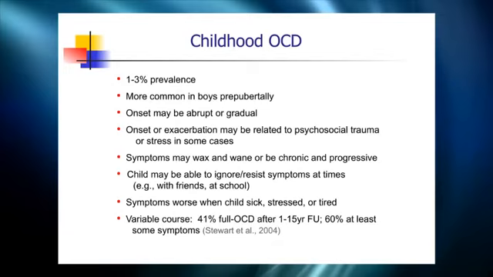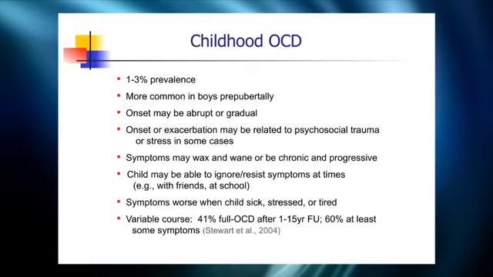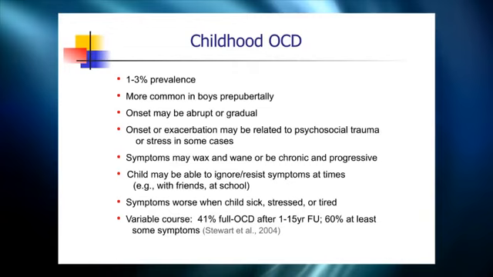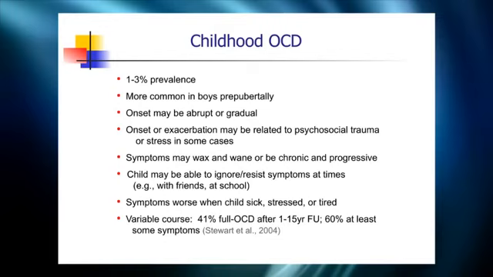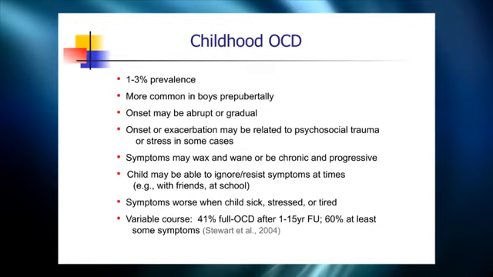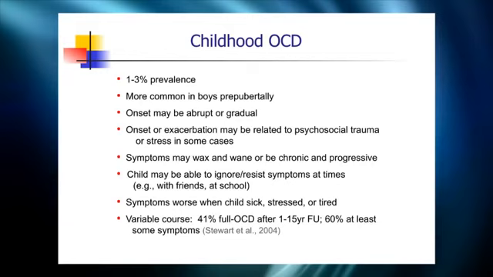And there's a variable course of the illness. There really have not been a lot of good follow-up studies. The best was by Evelyn Stewart, who did a meta-analysis of the literature, and these were mostly youngsters who had gone through psychopharm trials, because until somewhat recently there hadn't been any large-scale CBT or psychosocial treatment studies for kids, so these were mostly med kids. She found 41% of the kids had full OCD after a 1 to 15 year follow-up, and 60% had at least some symptoms. So it's a reasonably chronic disorder, at least in the absence of behavioral treatment.